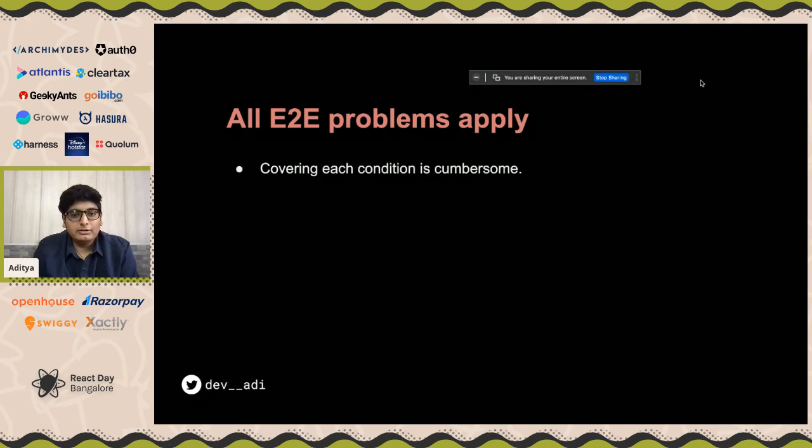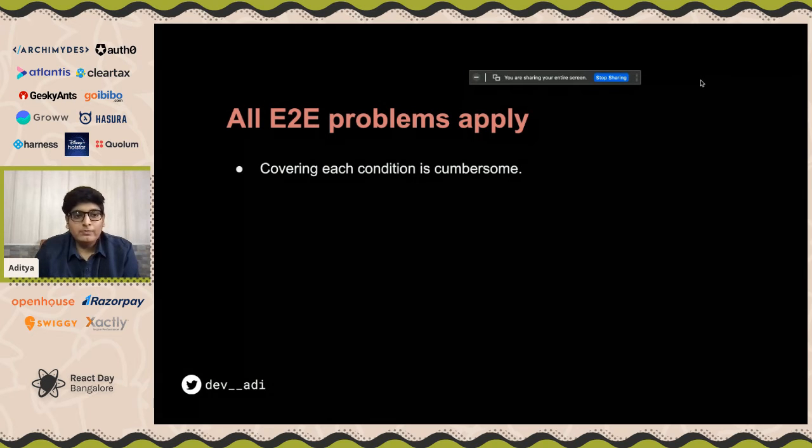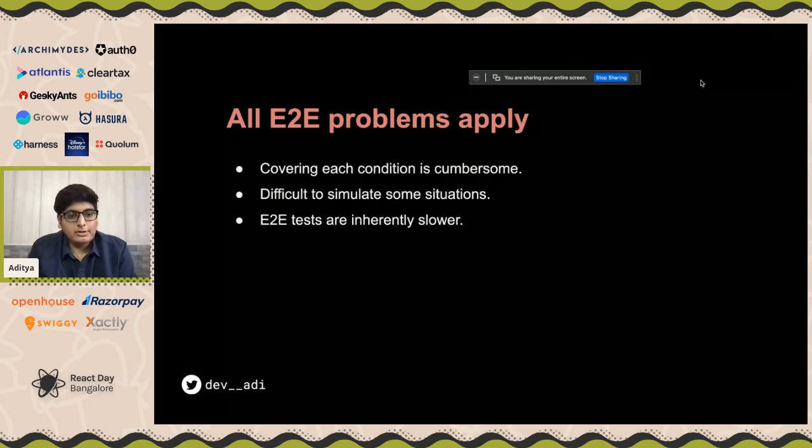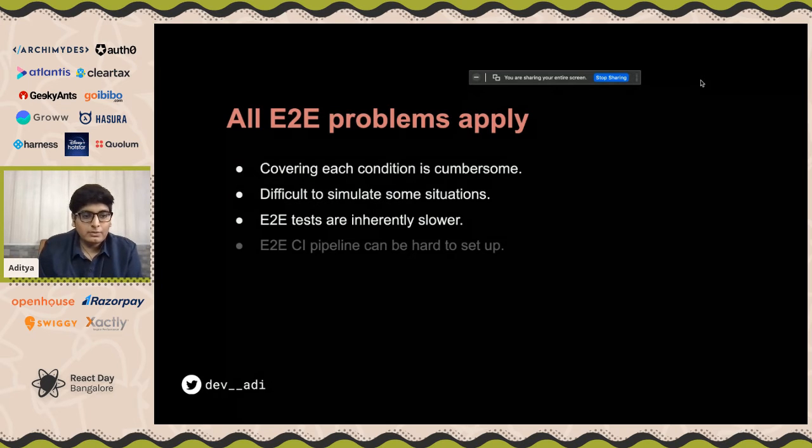So if that is the case, then covering each condition is cumbersome. Imagine you want to test that given this feature flag, if the user is in this country, and when the network is slow and the user has not given video permissions, then simulating the test becomes very difficult. And some situations we can't even simulate because of restrictions in browser APIs. And as you know, we are opening a browser. That means our end-to-end tests are obviously slower than what we run in Jest, and add visual testing to it, so it will be slower.